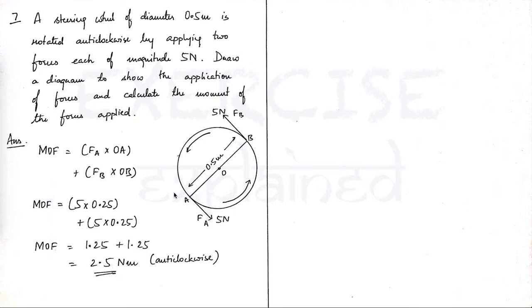And let's check out the direction. You can see Fa is acting like this, so it's going to act the way my mouse is going. So that is anti-clockwise. Again, Fb is acting like this, so it's also going to go the way my mouse is going. So this is again anti-clockwise. So since both the moments are anti-clockwise, we can write the direction as anti-clockwise.